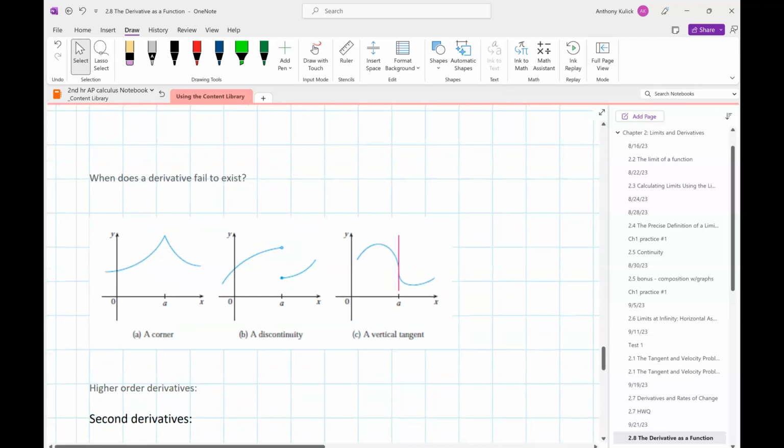So when does a derivative fail to exist? We've seen the case where we have a corner, right? That's the absolute value function we just looked at. We've seen the case where we have a discontinuity, like the square root of x, where it wasn't continuous from the left. The one we haven't looked at is if we have a vertical tangent.